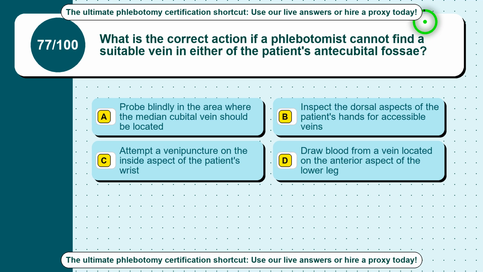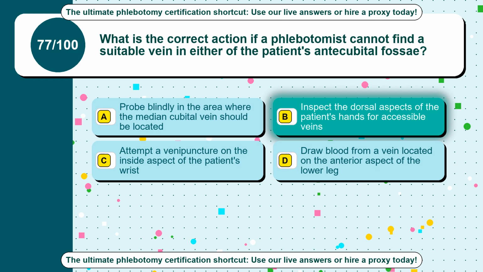Question 77. What is the correct action if a phlebotomist cannot find a suitable vein in either of the patient's antecubital fossae? Option A, probe blindly in the area where the median cubital vein should be located. Option B, inspect the dorsal aspects of the patient's hands for accessible veins. Option C, attempt a venipuncture on the inside aspect of the patient's wrist. Option D, draw blood from a vein located on the anterior aspect of the lower leg.